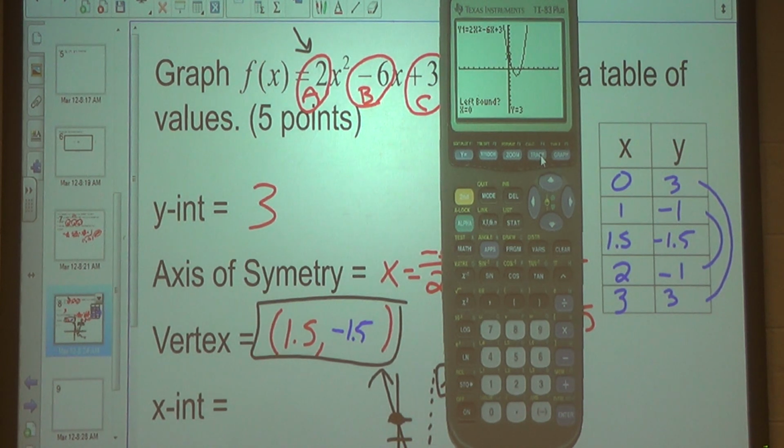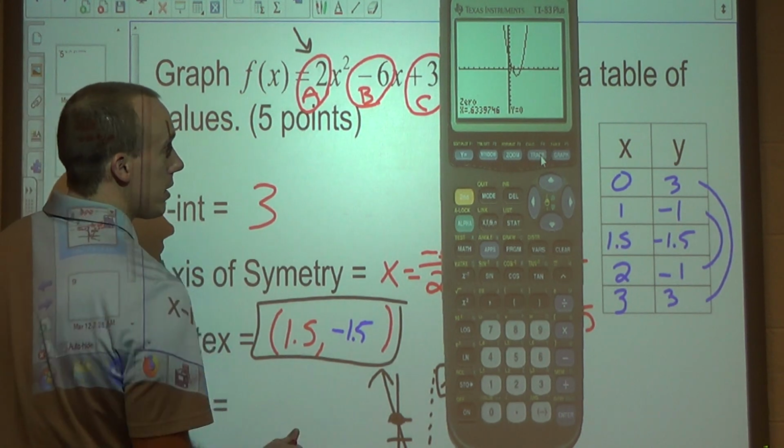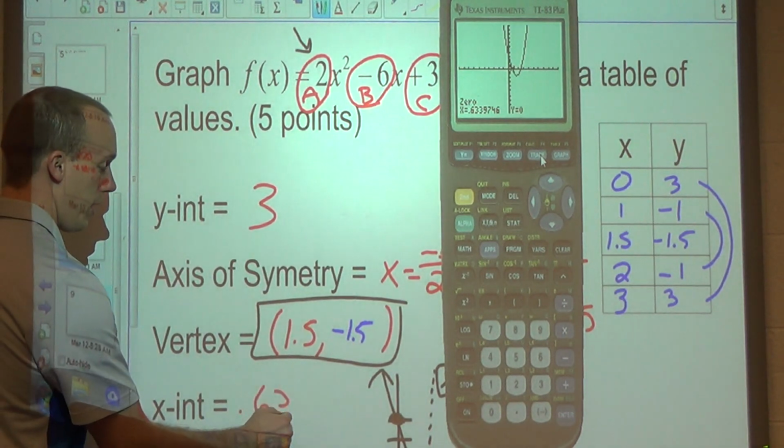Left bound. What does left bound mean? To be to the left of where it crosses the x-axis. So if you don't know which is left, take your cursor and put it on the x-axis, and then click the left arrow a couple times and hit enter. Okay, then it says right bound, so click the right arrow until it crosses the x-axis. Hit enter, and then guess, hit enter. So what's one of my x-intercepts here? 0.633.